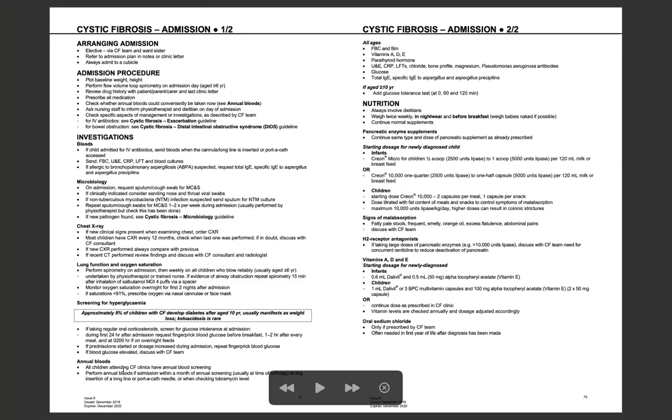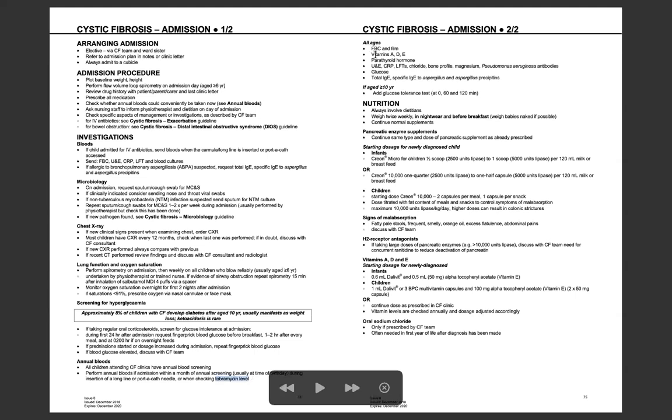Annual bloods. All children attending CF clinics should have annual blood screening. Perform annual blood screening if admission is within a month of annual screening, on insertion of a long line or portacath needle, or when checking tobramycin level. So you will do annual screening, and also if the child needs a portacath or long line, whenever you put the line you can extract blood for the annual tests at that time. And also check the tobramycin level if the child is on tobramycin.